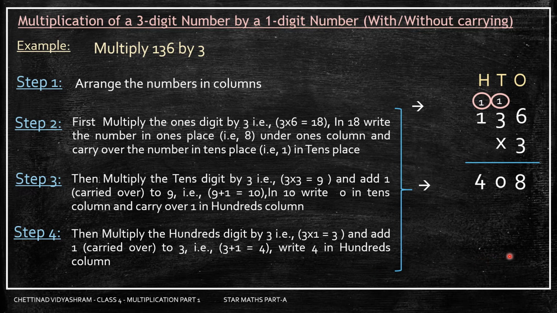Okay, once again I'll read the steps, children. First multiply the ones digit by 3, which is 3 6s are 18. 8 here, 1 carried over here, exactly below the tens column. Now next multiply the number in tens place. So 3 3s are 9. We should always add the carryover number after multiplying. 3 3s are 9 plus 1, 10. So in 10, the number in ones place is 0 and the 1 is carried over here. Now 3 ones are 3 plus 1, 4. So the answer is 408.